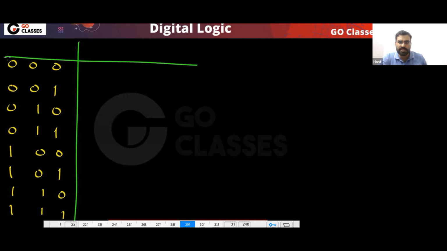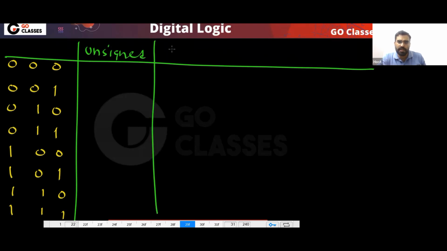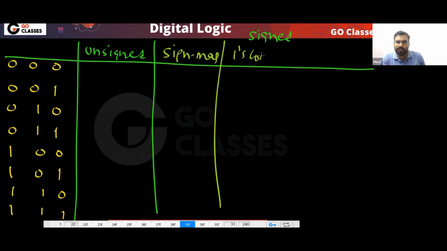Now what do these 3 bits represent if they are unsigned, and what do they represent if they are signed? In signed, if they are in signed magnitude format, what do they represent? If they are in 1's complement format, what do they represent? And if they are in 2's complement format, what do they represent? Okay, so this is the idea.